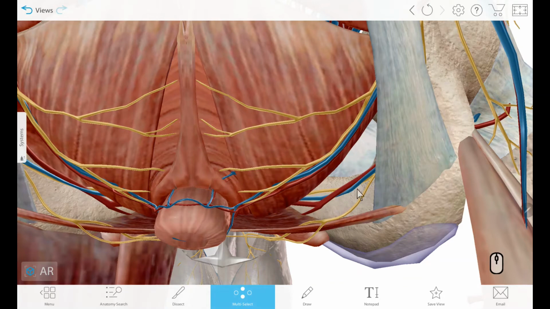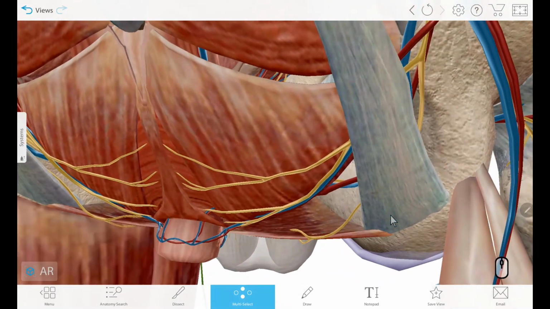So the internal pudendal artery, the internal pudendal vein, and the pudendal nerve are enclosed in the fascia of the obturator internus, and this fascial canal is known as the pudendal canal or Alcock's canal. The contents of the pudendal canal or Alcock's canal are the pudendal artery in red, the internal pudendal vein in blue, and the pudendal nerve. Now this Alcock's canal is a content of the ischioanal fossa.